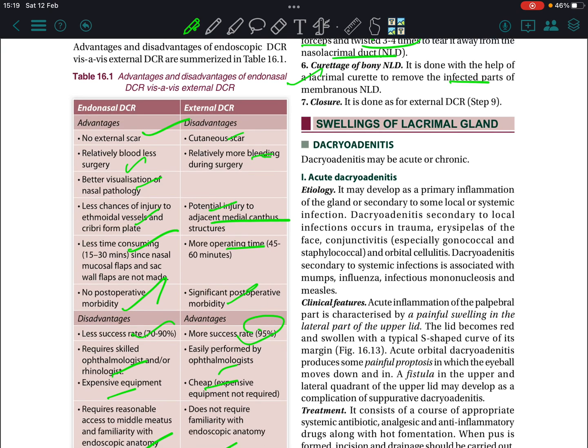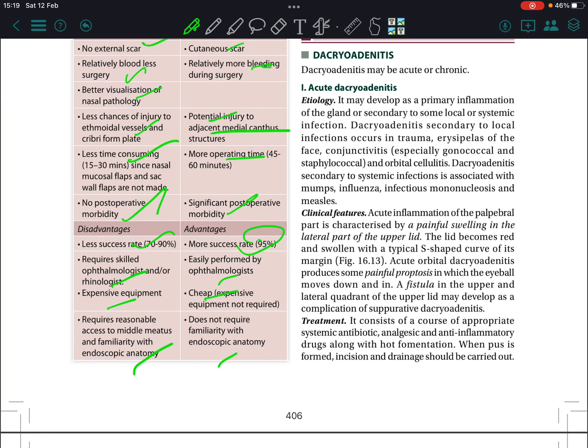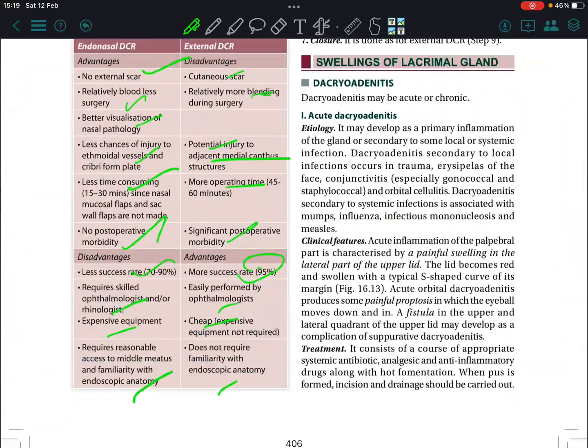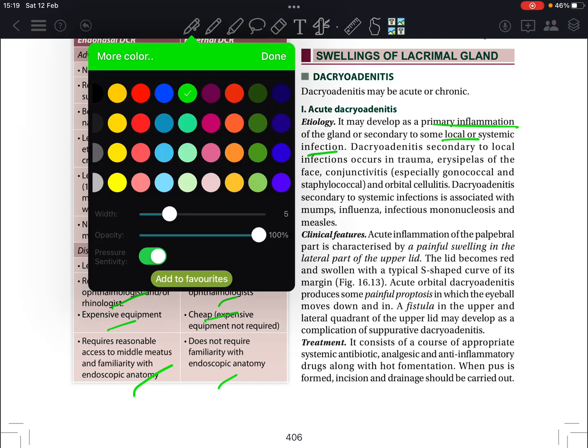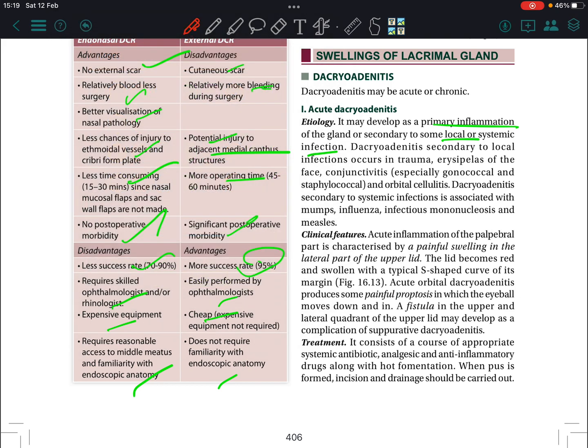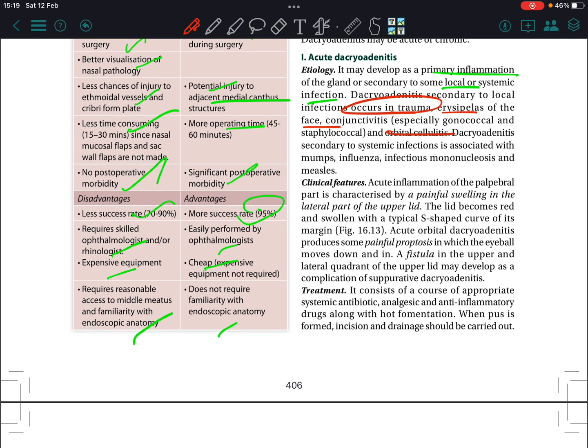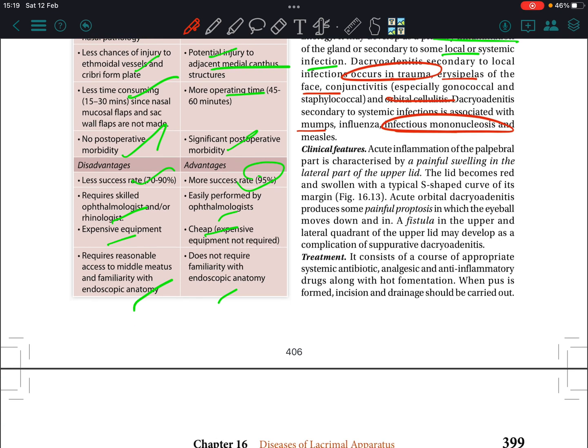Closure. Swelling of the lacrimal gland: acute dacryoadenitis. Etiology: it may develop as a primary inflammation of the gland or secondary to some local or systemic infection. Dacryoadenitis secondary to local infection occurs in trauma, erysipelas, conjunctivitis, and orbital cellulitis. Dacryoadenitis secondary to systemic infection is associated with mumps, influenza, infectious mononucleosis, and measles.